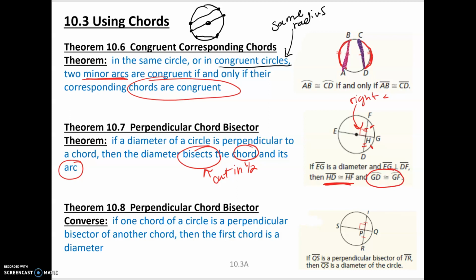Okay, and the last theorem we have here is the perpendicular chord bisector converse. So remember, converse just goes in the opposite direction. So if we go the opposite direction of the one we just had, it says if one chord of a circle is perpendicular bisector of another chord, then it is the diameter. So because I know that this perpendicular bisector is happening, so these are congruent and I have my right angle, then SQ or QS is the diameter of the circle.